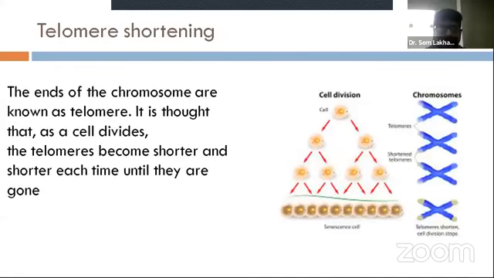The second theory is the telomere shortening theory. The ends of the chromosomes are basically known as telomeres. It is thought that as cells divide, the telomeres become shorter and shorter until they are gone. So the chromosome dies off and the aging process starts. So this is the second theory behind skin aging, that is the telomere shortening theory.